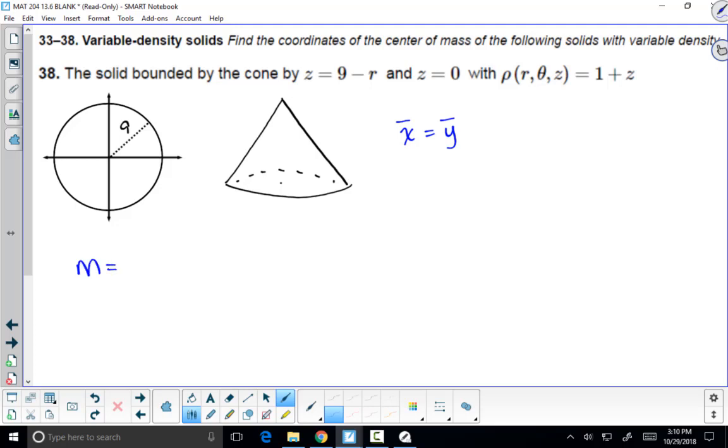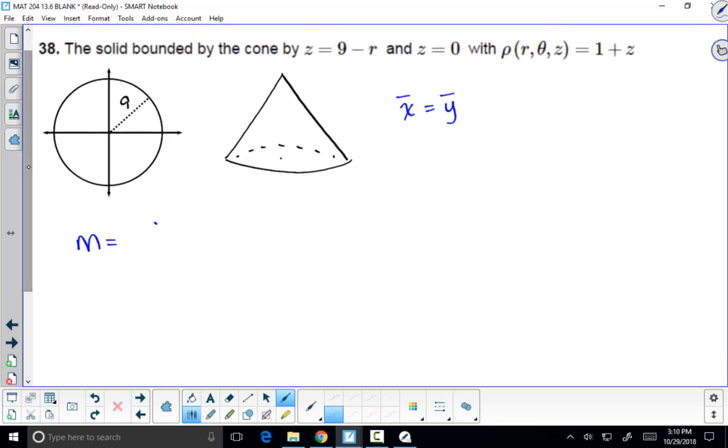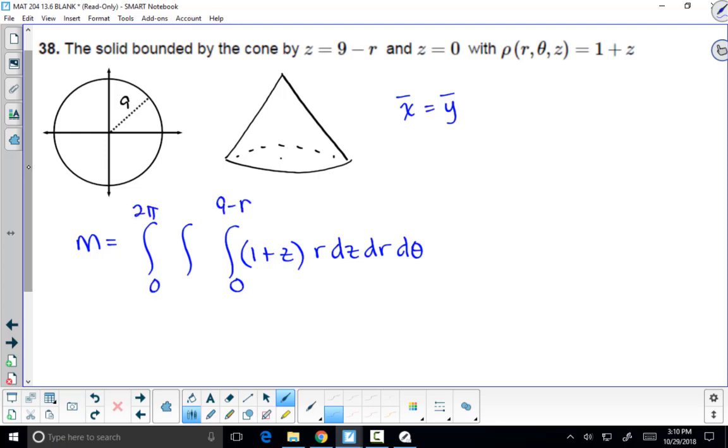So let's do the mass first. Maybe it's best to always set it up as a triple integral, if going to a double integral last time seemed confusing. Okay, so mass is the integral of density. And we'll use cylindrical, so we'll do r dz dr d theta. The lower surface is z equals 0. The upper surface is z equals 9 minus r. Theta is going to go 0 to 2 pi. R is going to go 0 to 9. So that's our mass.